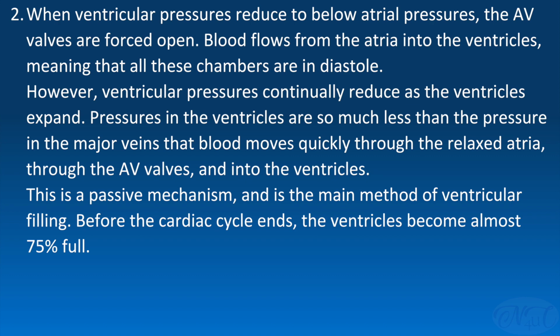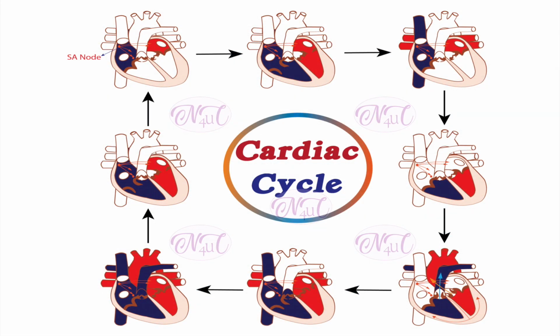Before the cardiac cycle ends, the ventricles become almost 75% full. Overall, atrial systole does not contribute greatly to ventricular volume. This means that people with severe atrial damage often survive because the blood can flow from atria to ventricles by pressure differences. However, damage to one or both ventricles can cause the heart to be unable to pump blood through the peripheral organs and tissues, because the ventricle needs more pressure to pump blood to the whole body. The damage to one or both ventricles is called heart failure.